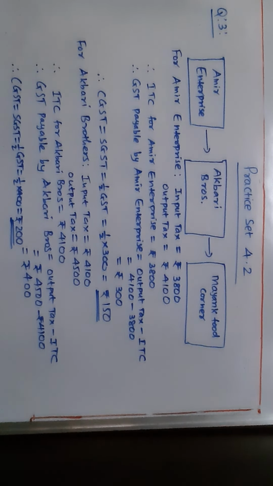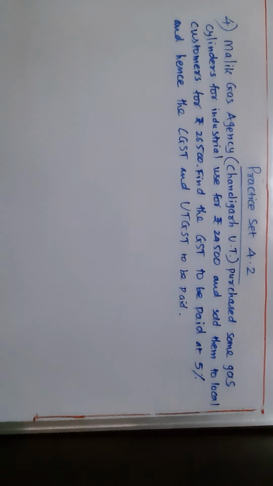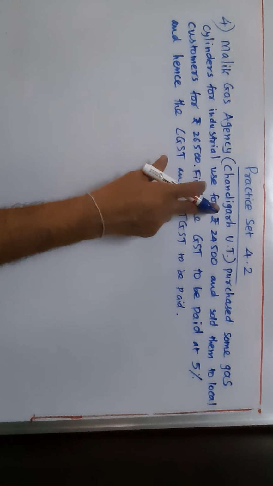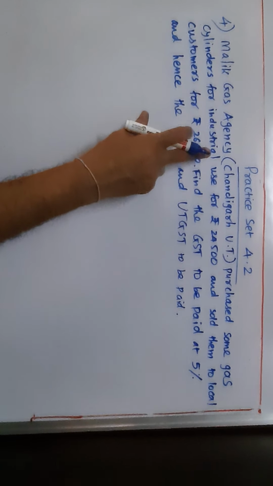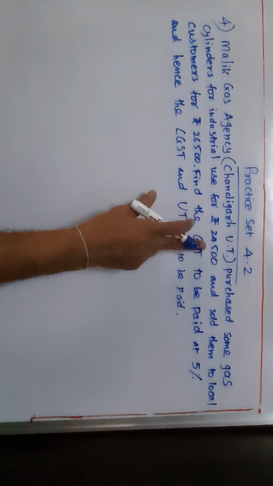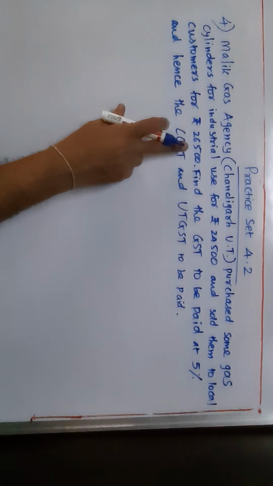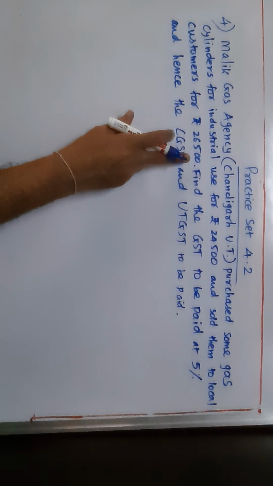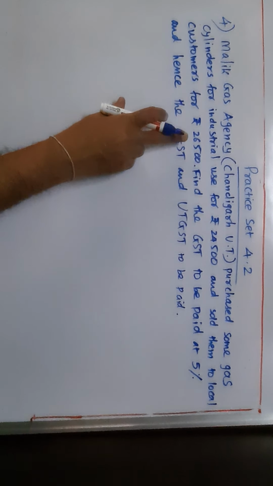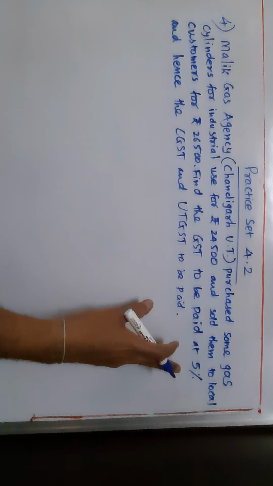Okay, now we are doing the fourth sum. So students, this is the fourth question of practice set 4.2 that I have written in short. Malik Gas Agency, it is in Chandigarh Union Territory. For example, they purchased some gas cylinders for industrial use for rupees 24,500 and sold them to local customers for rupees 26,500. Purchased for 24,500 and sold to customers for 26,500. Find the GST to be paid at 5%.